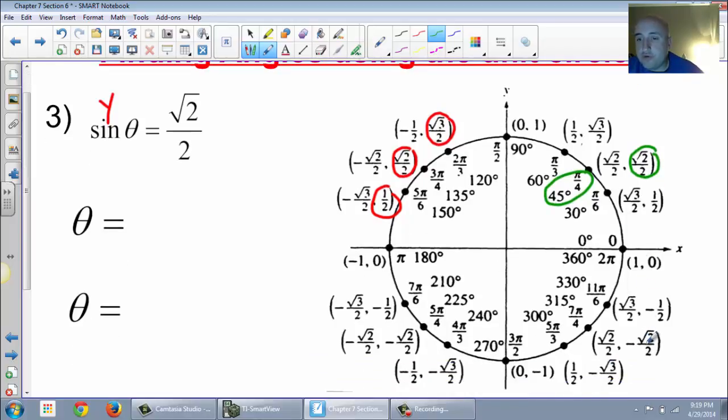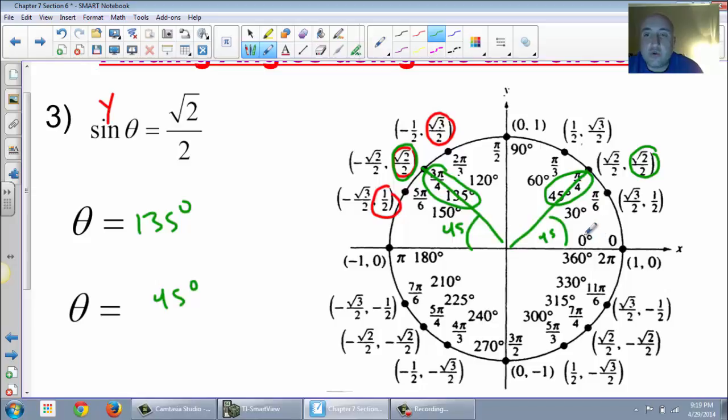Here's negative root 2 over 2. That's not going to work. Negative root 2 over 2. And here's another one, positive root 2 over 2, and the angles are 3 pi over 4 or 135. So I'm going to do 135 or 45 degrees. If you notice, there are two angles that have a sine of root 2 over 2, and they both have the same reference angle. 135 has a reference angle of 45, and 45 also has a reference angle of 45. That's not a coincidence.